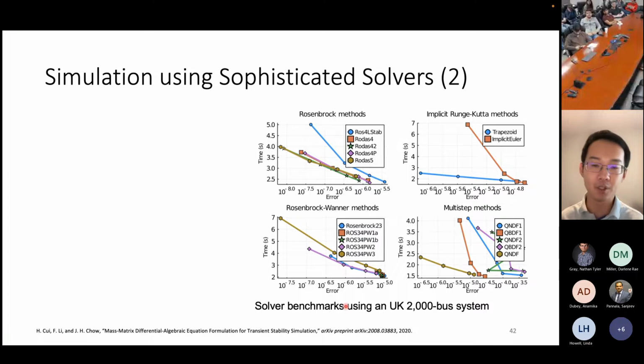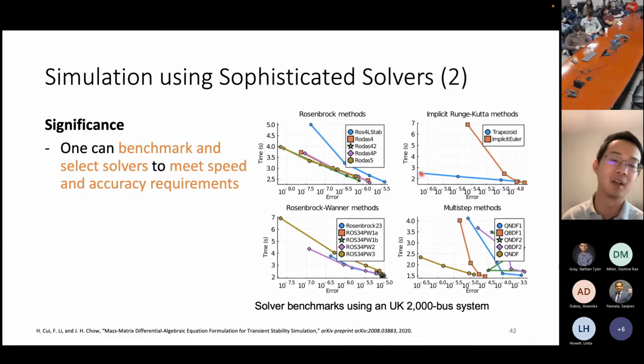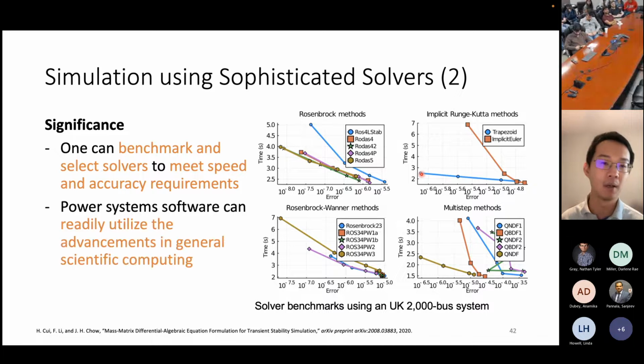This is also performed on a UK 2000 bus system, and the pattern is similar. Again, the trapezoidal method is pretty decent. But the significance is that one can benchmark and select solvers to meet speed and accuracy requirements. And more importantly, this separation of models and solvers allows power system software to utilize the advancement in general scientific computing.